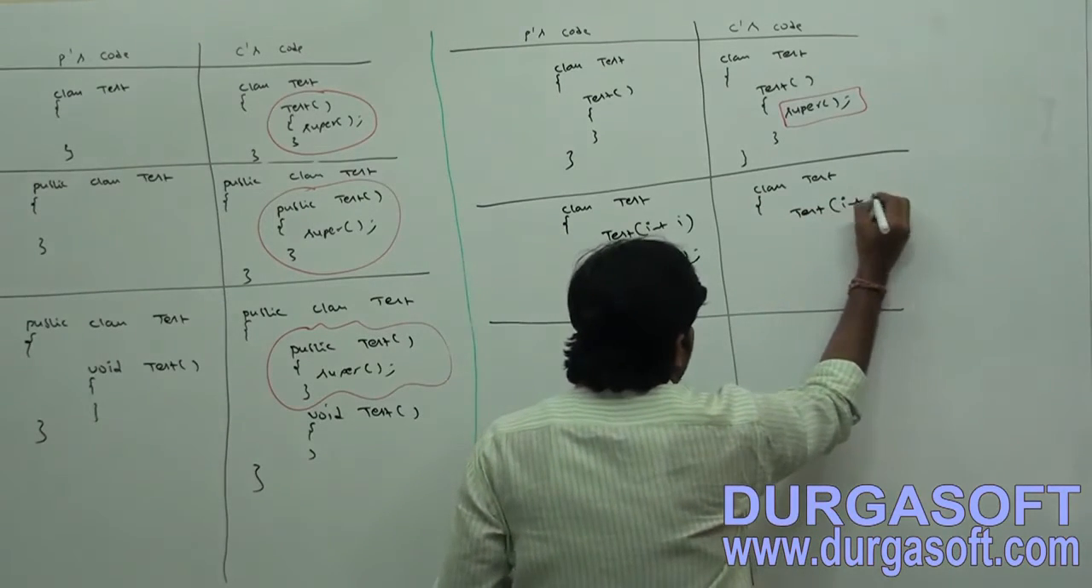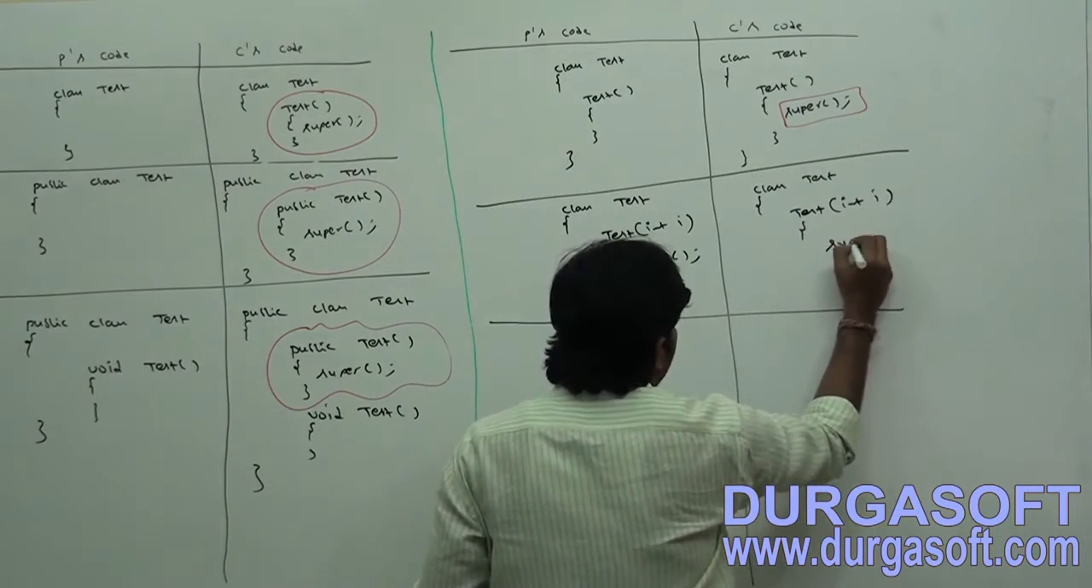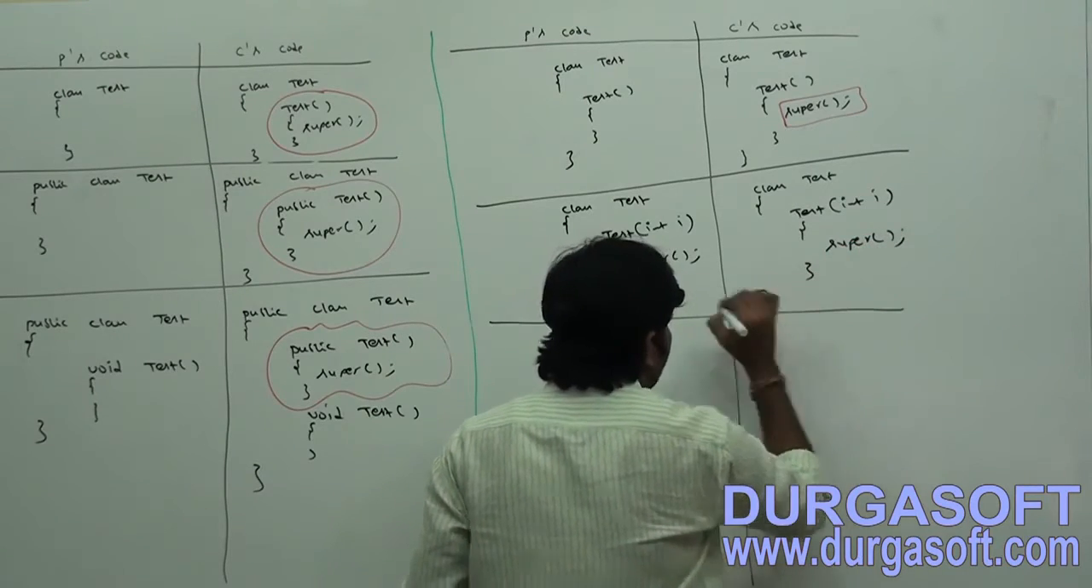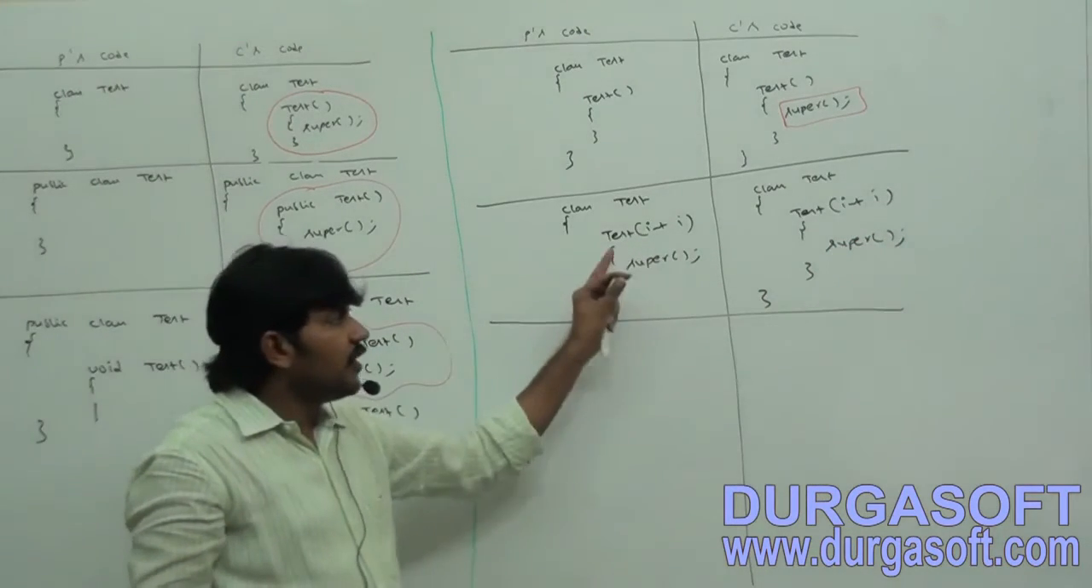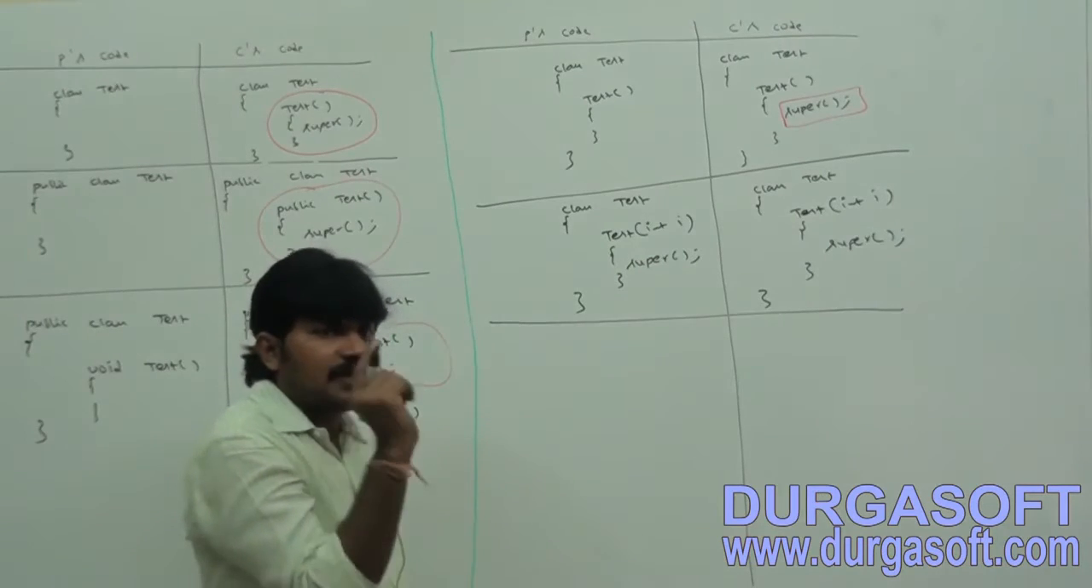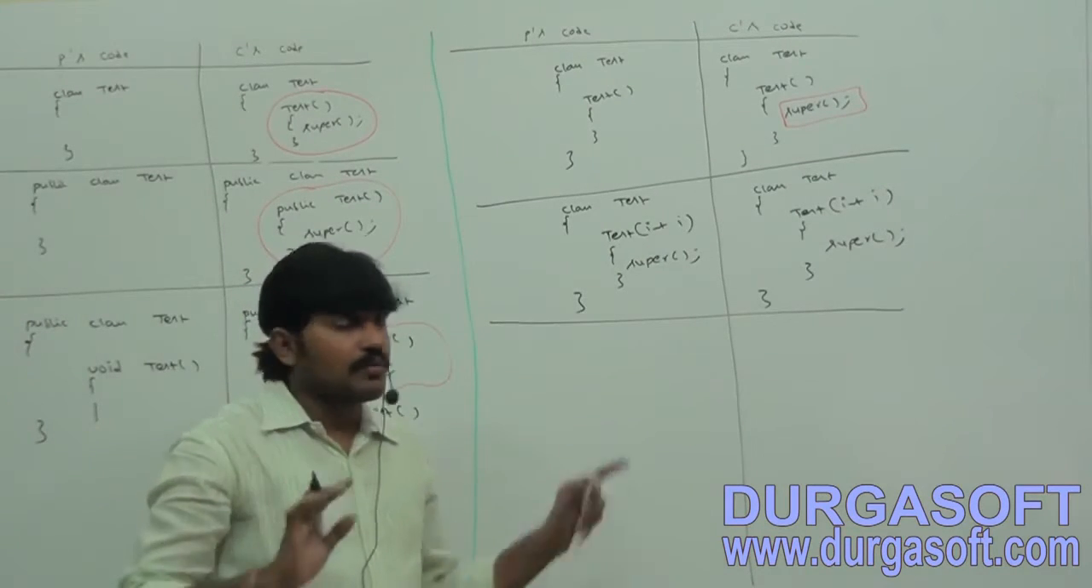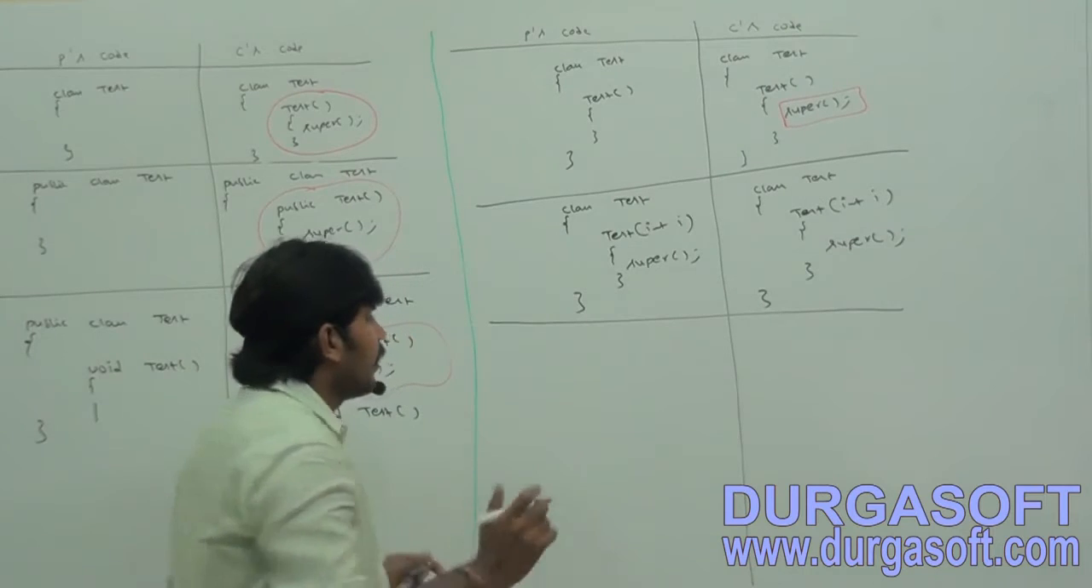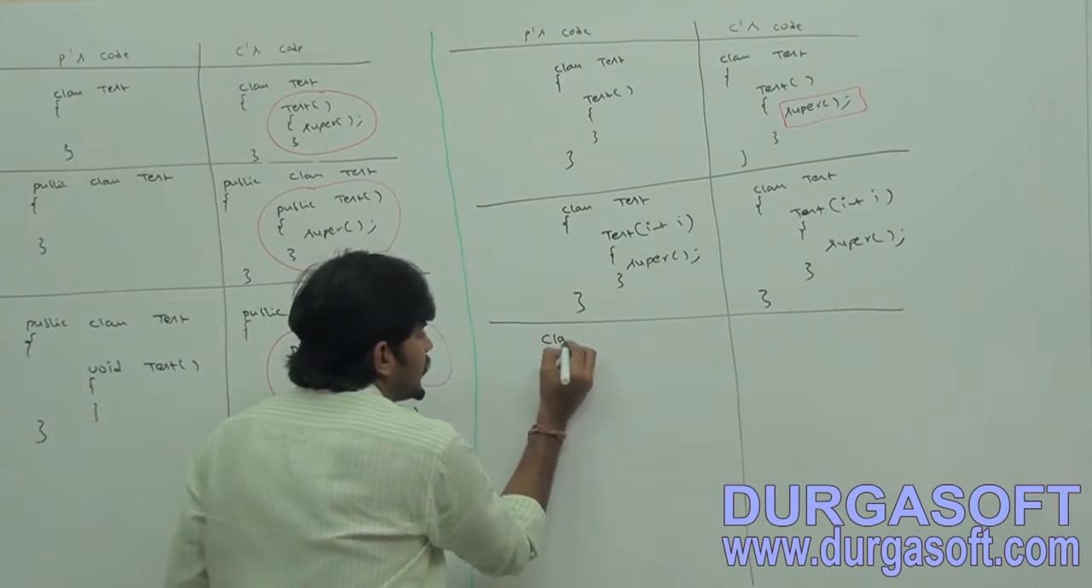Test of int I, any line, total as it is. This is the best way of writing a constructor. We did everything. I didn't give a single line of generation to the compiler. Okay, perfectly valid. Now I am taking the next example.